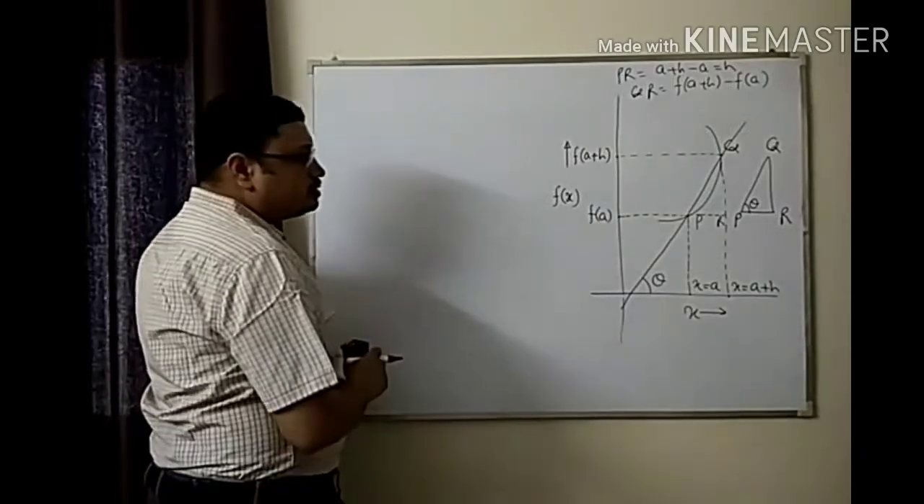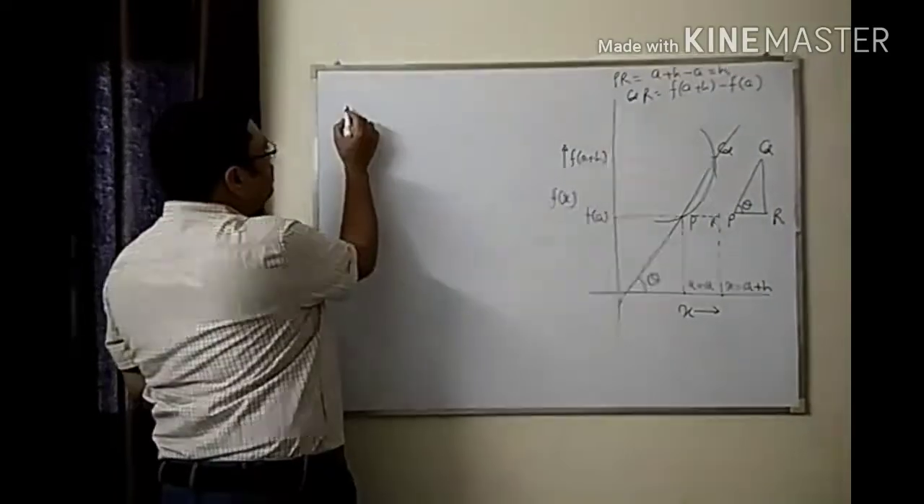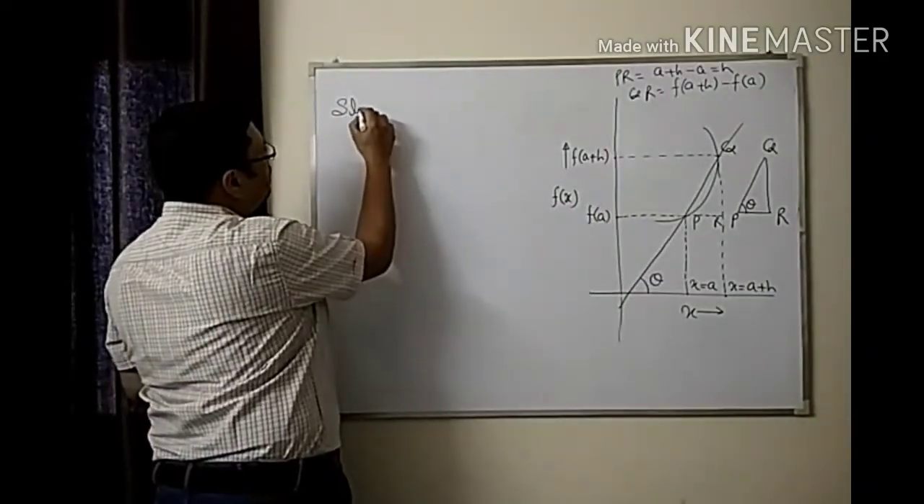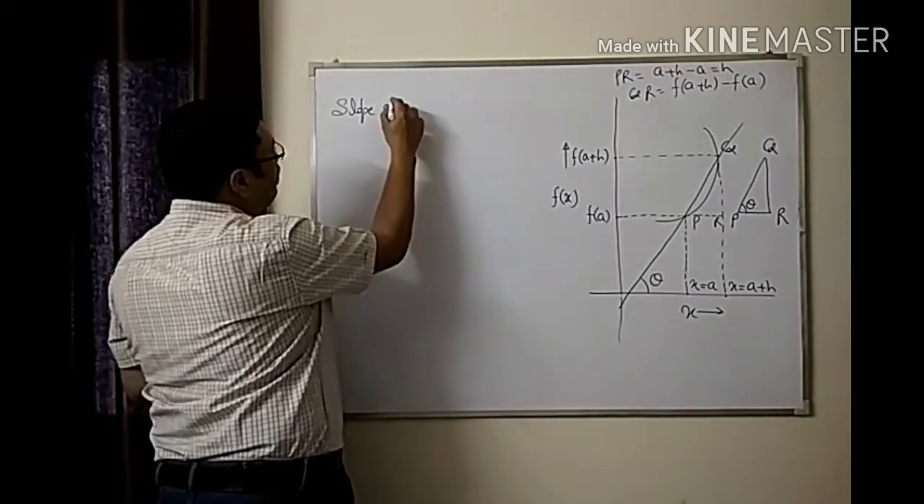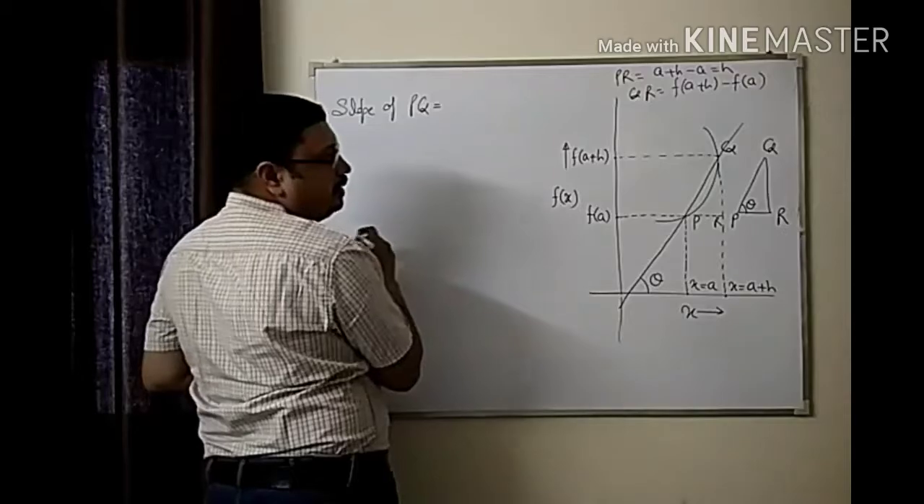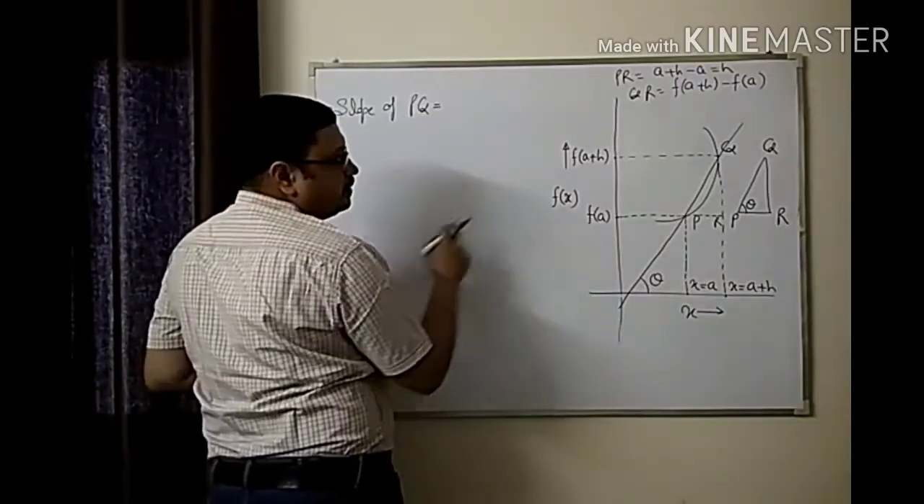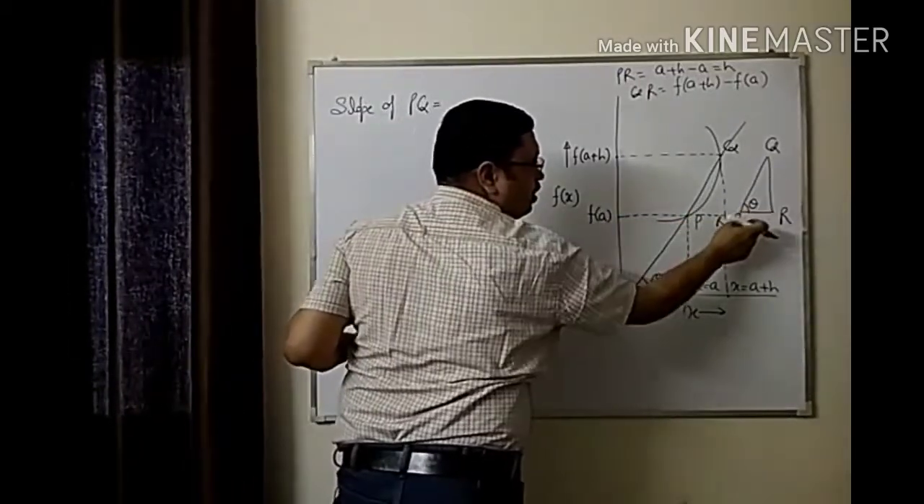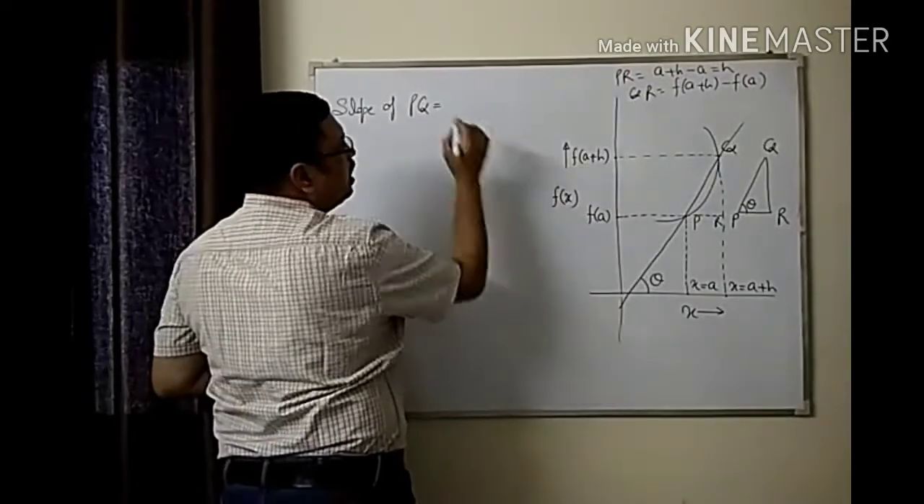Now if I want to write the slope of PQ, the slope of PQ will be tan theta, and tan theta will be perpendicular upon base. So that is QR upon PR.